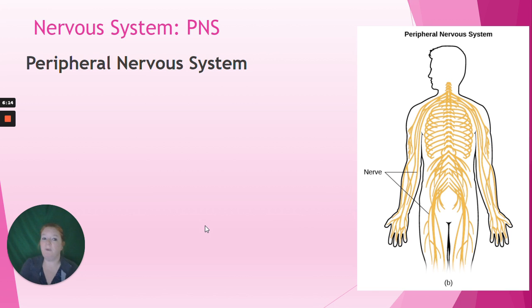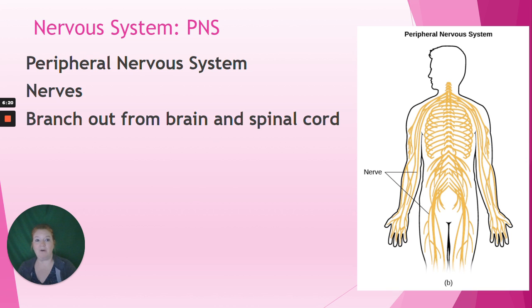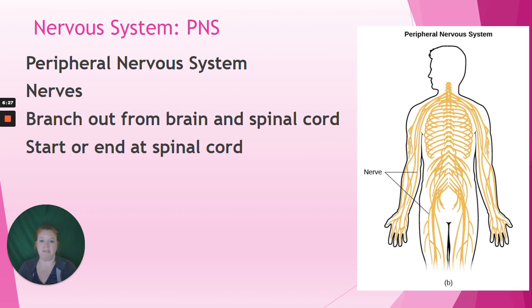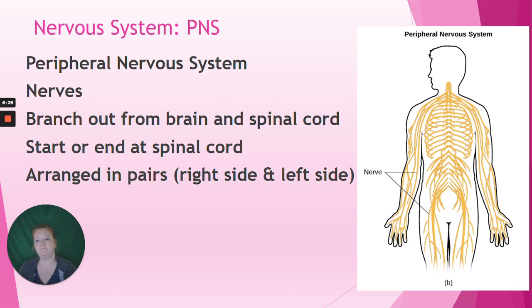So the peripheral nervous system. The peripheral nervous system is nerves. They branch out from the brain and spinal cord, but primarily the spinal cord. They start or end at the spinal cord, so that's important. They're arranged in pairs, right side, left side. So there's a nerve coming off the spinal cord that controls the right side of this arm, and there's another nerve that would control the left side.